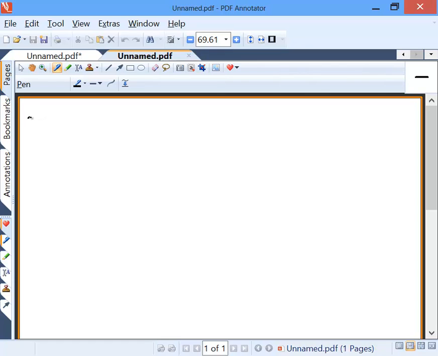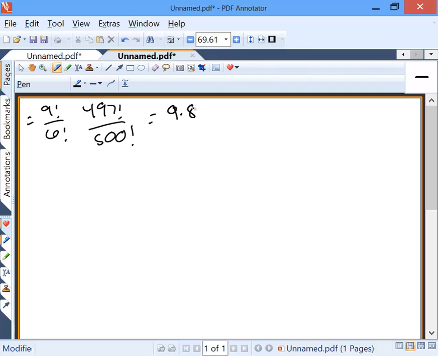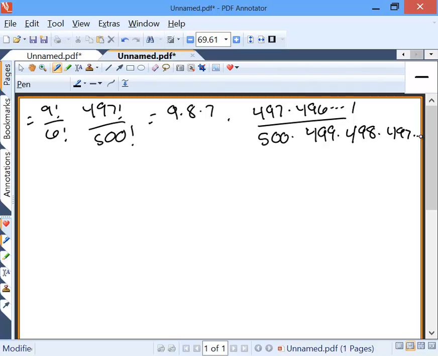Okay, so at this point we had our 9 factorial over 6 factorial times 497 factorial over 500 factorial. Okay, and so we got that this was 9 times 8 times 7. Now let's work on the 497 over 500. So 497 factorial is 497 times 496 down to 1, over 500 factorial, which is 500 times 499 times 498 times 497. Okay, so what's going to happen? 497's cancel. So we're at 9 times 8 times 7 over 500 times 499 times 498.